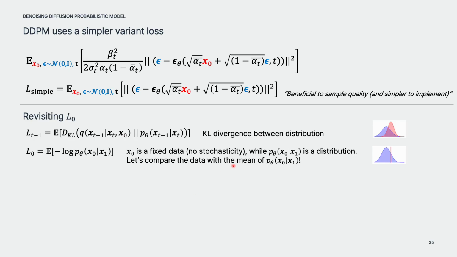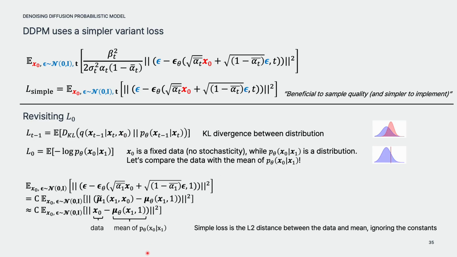Therefore, what we effectively do is to calculate the L2 loss of the data and the mean of the model density. And this intuitively makes sense. The simple loss we've seen in the last slides is basically this L2 distance between the data and the mean of model density if we plug t equals 1, ignoring the constant.